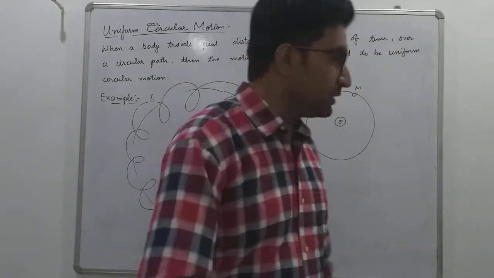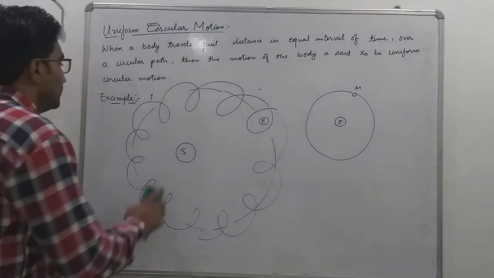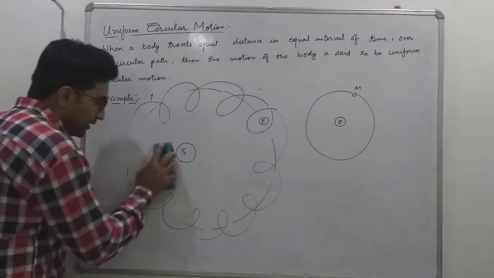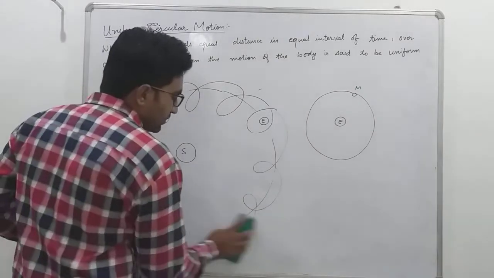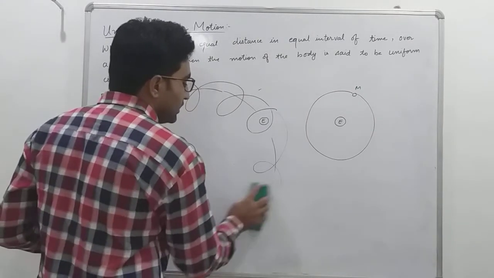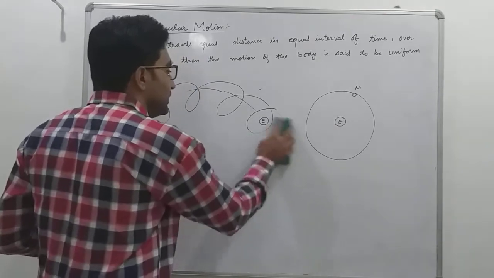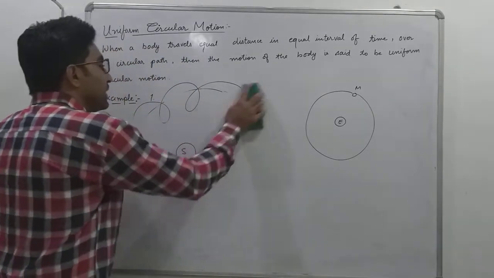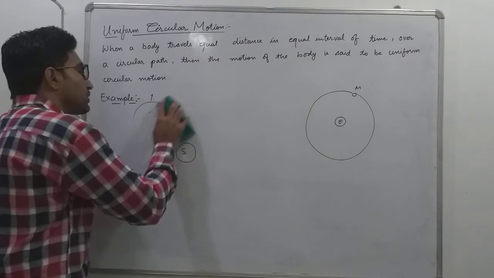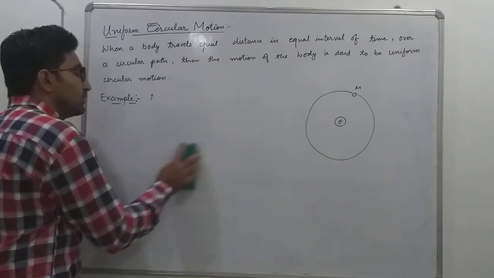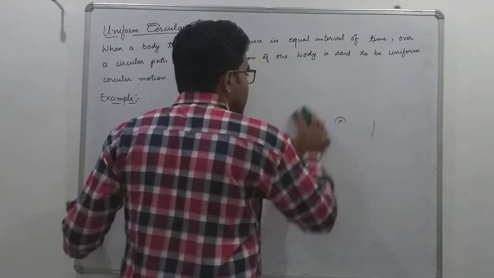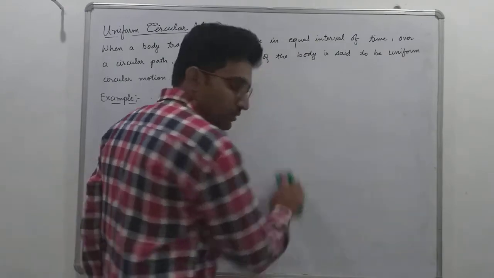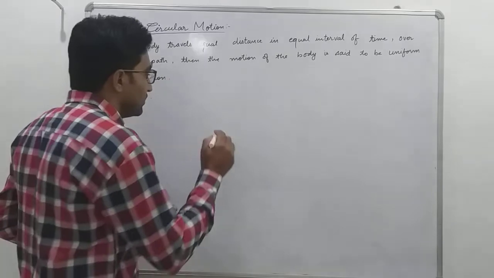Let's take another example: an athlete throwing a hammer. When an athlete throws a hammer, it also moves along a circular path. How is it possible? Let's see. When the hammer is thrown, suppose this is our hammer.